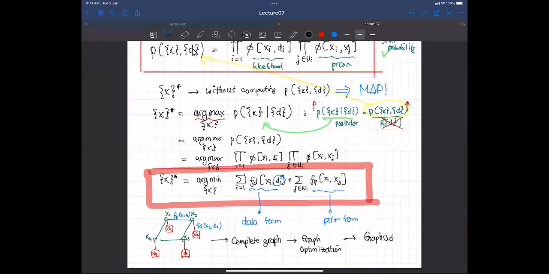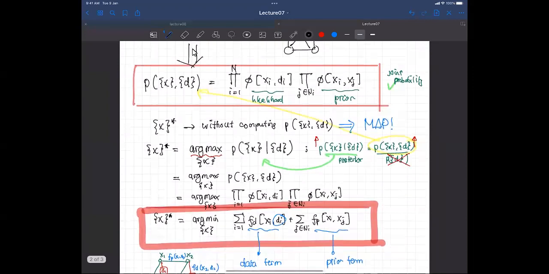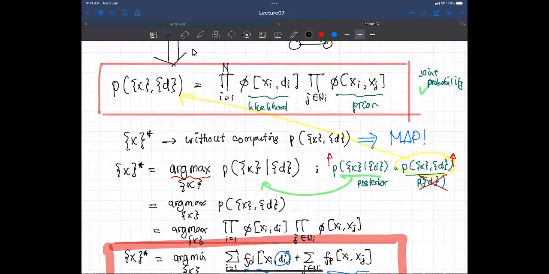Okay, so any question here before I move further? Yeah. In the end, we still use the formula of joint predicate to decide which axis. You misunderstand me. We use NAP not because we want to avoid joint probability, but we just want to avoid computing probability.